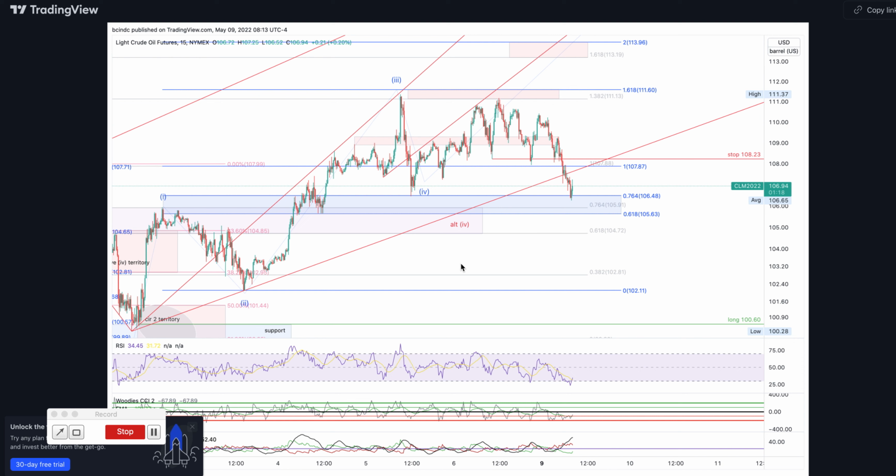Now, for the entry, this one I'll just talk about the exit. So last Sunday it was opening over here, and I was still in the trade. I ended up getting stopped right there at 108.23.